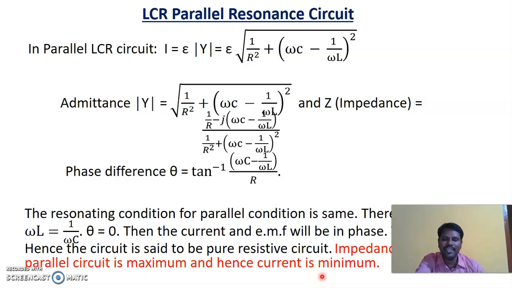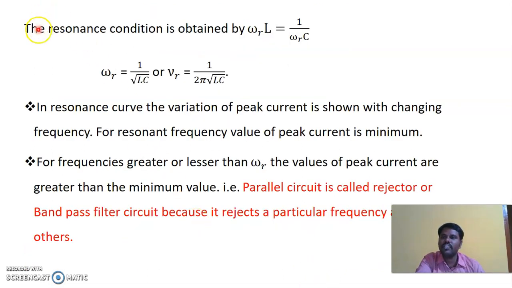Please note the difference between series and parallel resonant circuit. But the resonating condition is the same for series and parallel, where omega L is equal to 1 over omega C. Then the resonating frequency is given as nu R is equal to 1 over 2 pi square root of LC. Parallel circuit is called a rejector circuit or band pass filter because it rejects a particular frequency and accepts others.